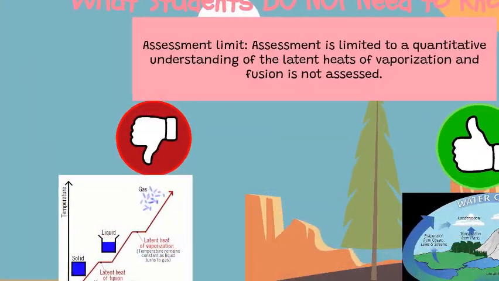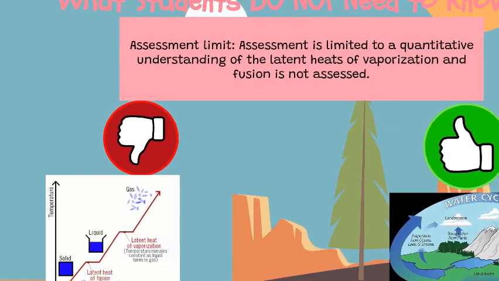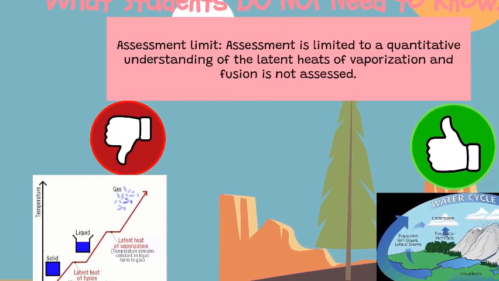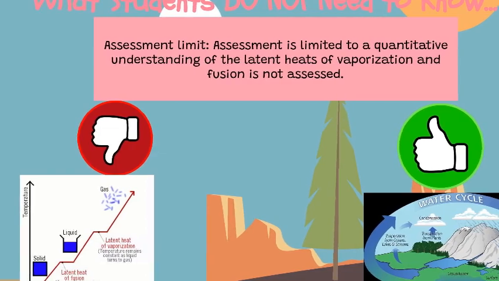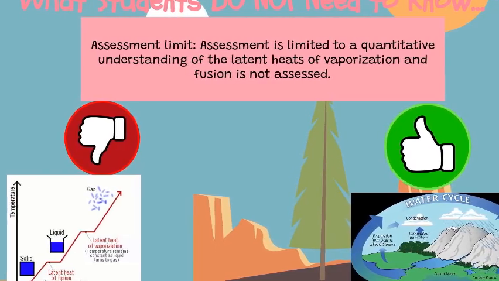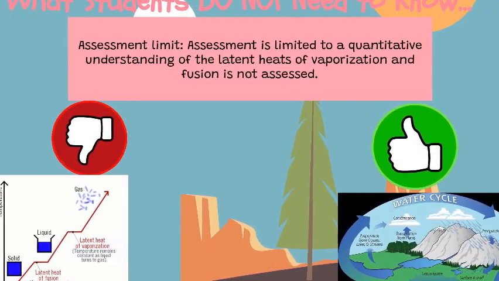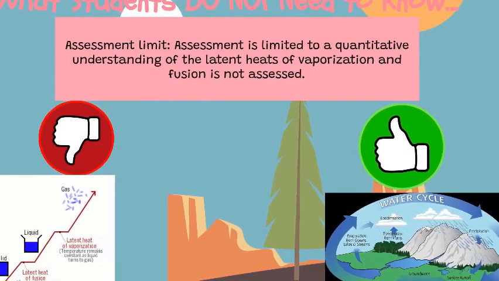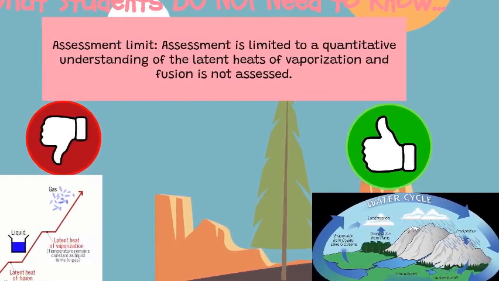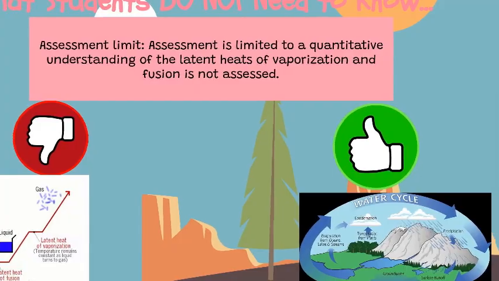What students do not need to know. The assessment limit. Assessment is limited to a quantitative understanding of the latent heats of vaporization, and fusion is not assessed. So in other words, they do not need to know how the temperature remains constant as the solid turns to liquid or as the liquid turns to gas.